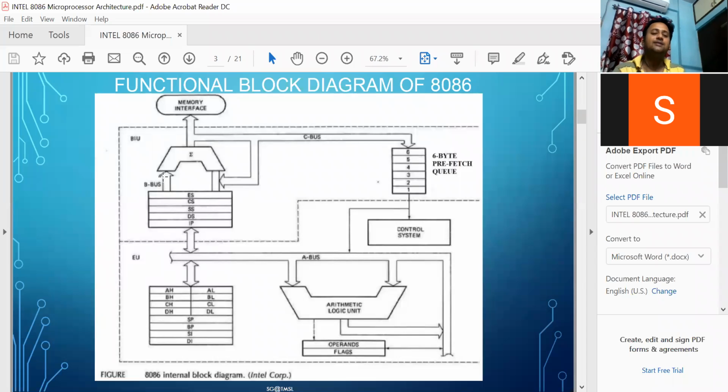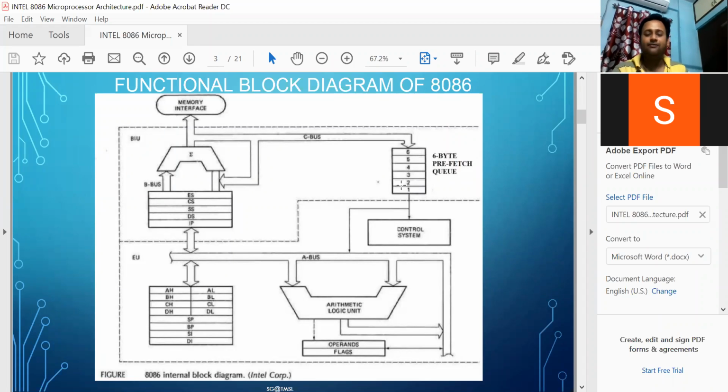Now one address, the segment address, is given in this way, and the offset address is given in this way. The combination of these two addresses operates here in this addition, and the formula is the segment address into 10 plus offset address. That is the 20-bit physical address. When the 20-bit physical address is generated, this address must be given to the memory device. Now, using that real 20-bit physical address, the required instructions or data will be fetched using this data bus, and stored inside this queue.